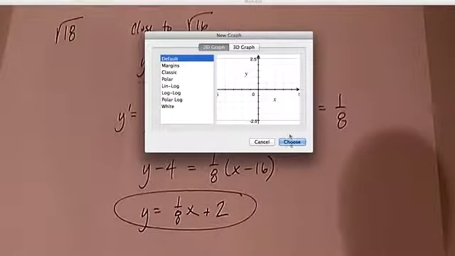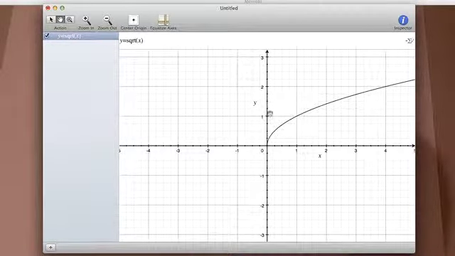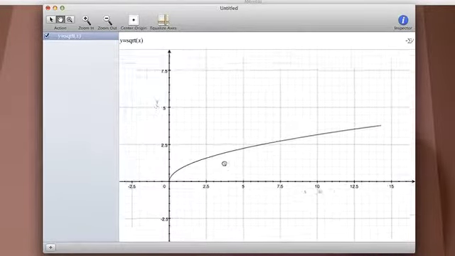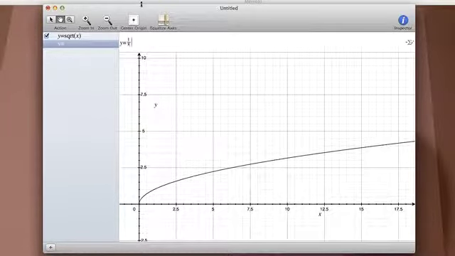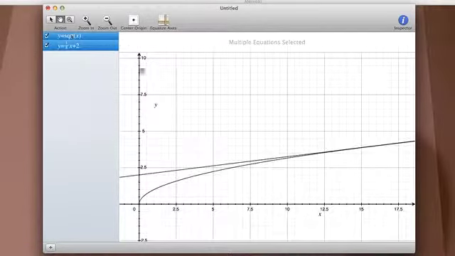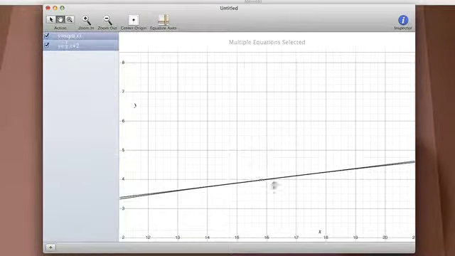So let's go ahead and pull up Grapher. Let's do square root of x, and we'll change it into the hand and drag it along here. Let's zoom out just a smidge so we can see all the way to 16. Now I need to get a new equation, 1/8 x plus 2. Let's highlight both of them and drag it on over to 16. If we zoom in right here at 16, that is where the point of tangency is.